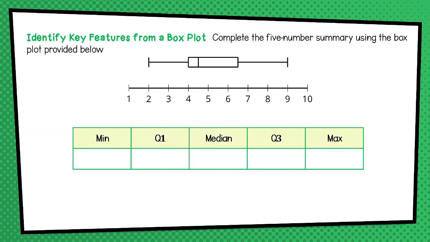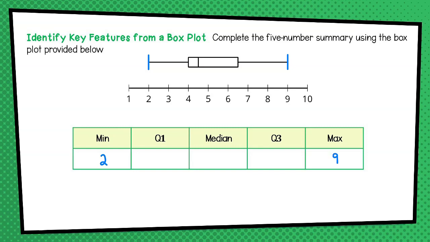Alright, let's test our knowledge and see how we did. For this last section of our paper, it says identify the key features from a box plot. We're going to complete the 5-number summary using the given box plot on the number line. Let's start out by finding those minimum and maximum values. The minimum and maximum values are found at the ends of the box plot. The minimum for this particular box plot is 2, whereas the maximum is 9.